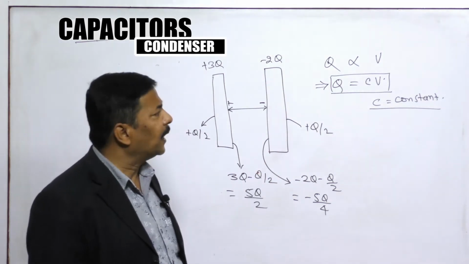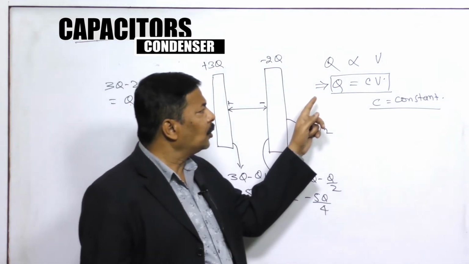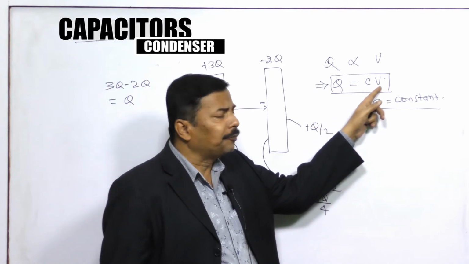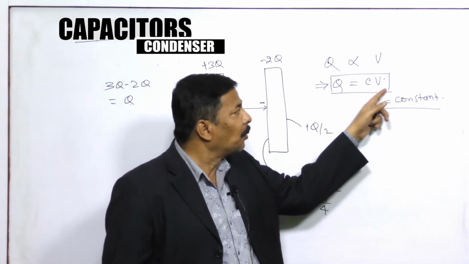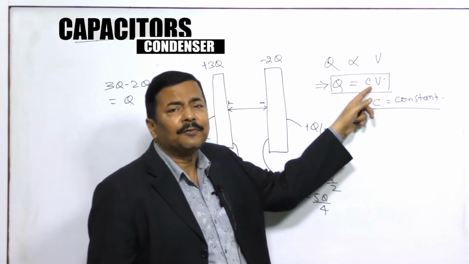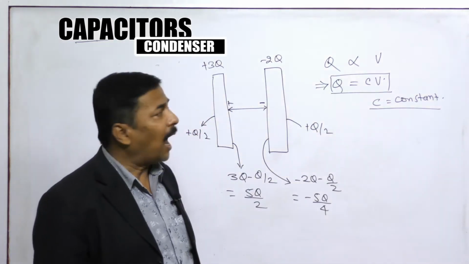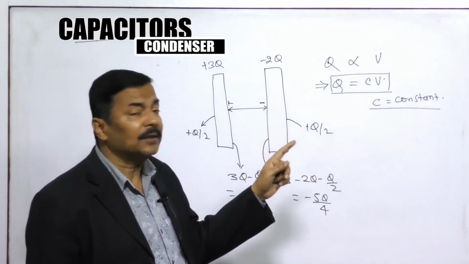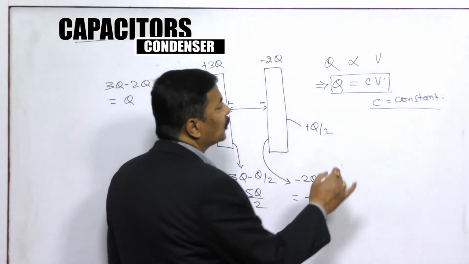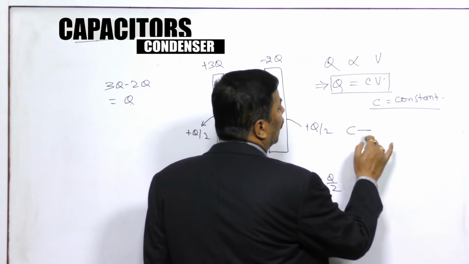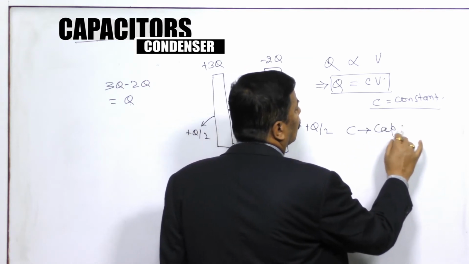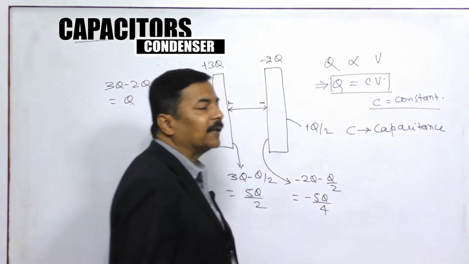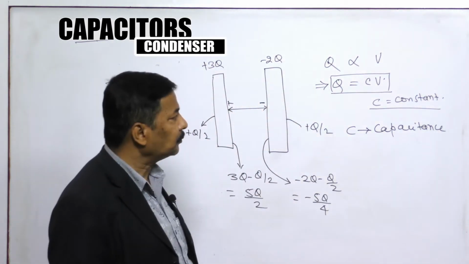Now the second case: if the value of Q is very large and the potential difference V is very small, then this C has a very large value, and that arrangement is suitable for making a capacitor. So C has got the name capacitance. C is the capacitance, it is the quality.